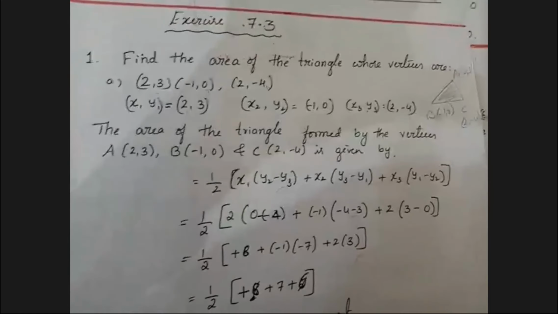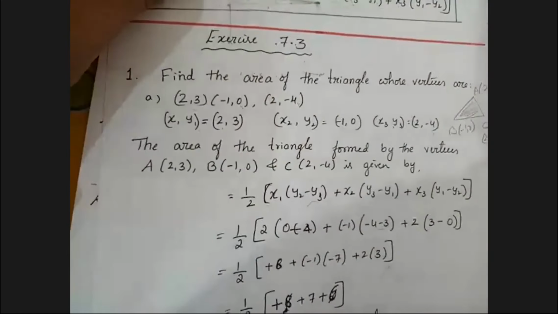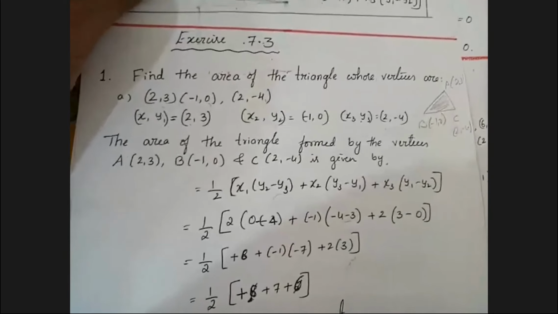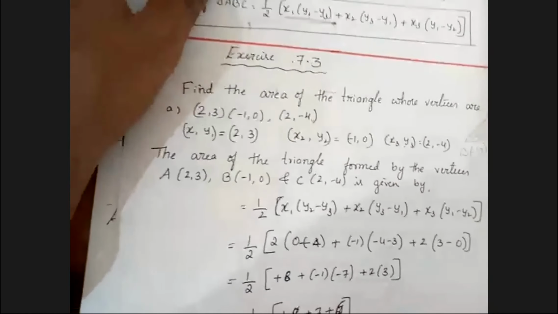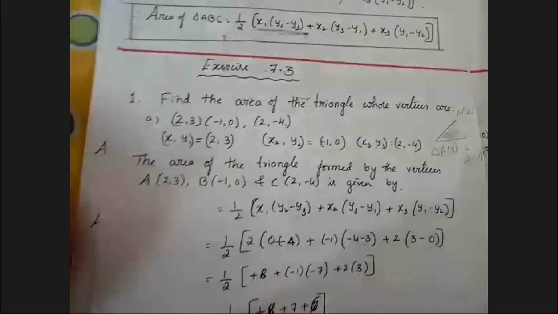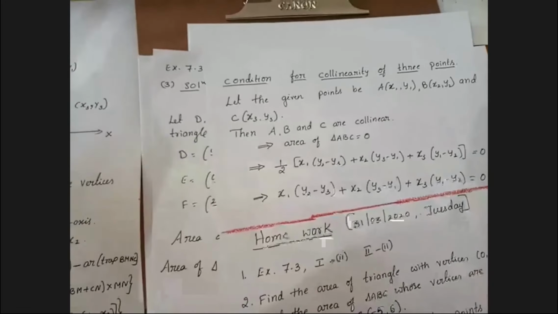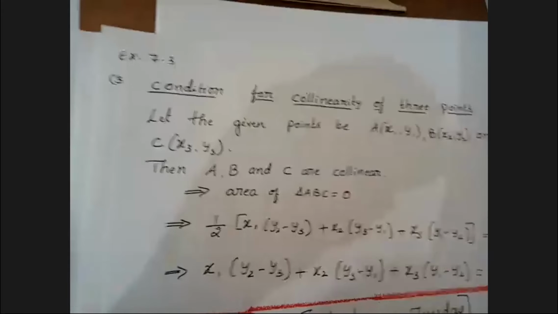Now, you all have learned the meaning of collinear. Can anybody explain the meaning of collinear, children? We already discussed the meaning of collinear points in the first exercise, 7.1. What do you mean by collinear? All the points lie on the same line, that is nothing but collinear points.